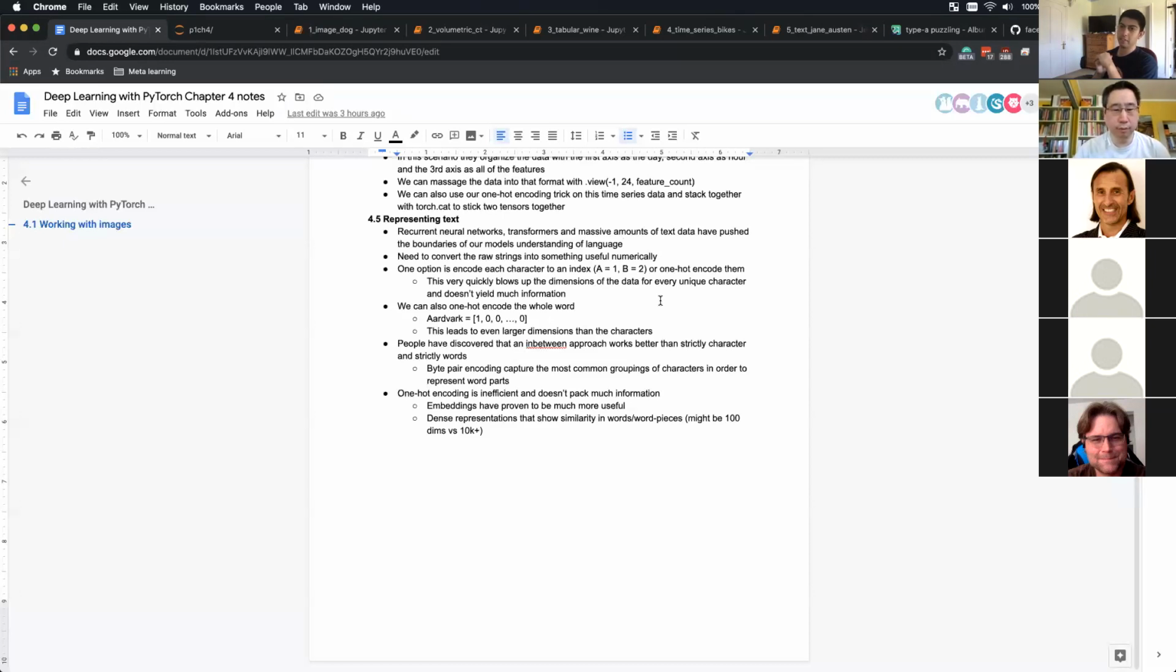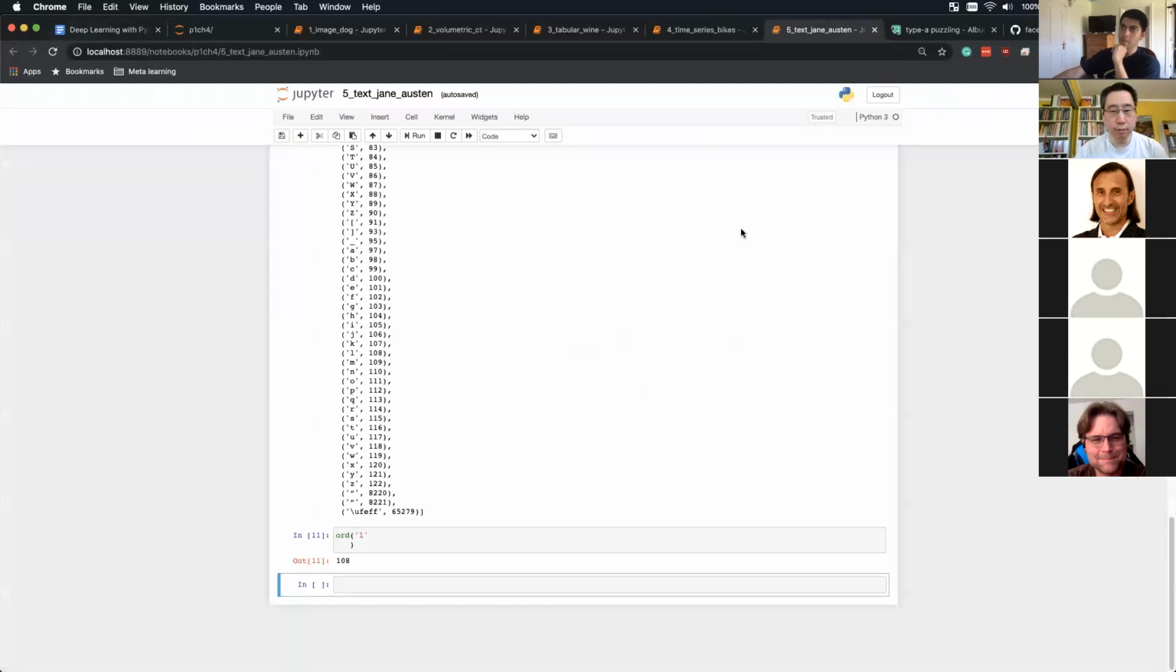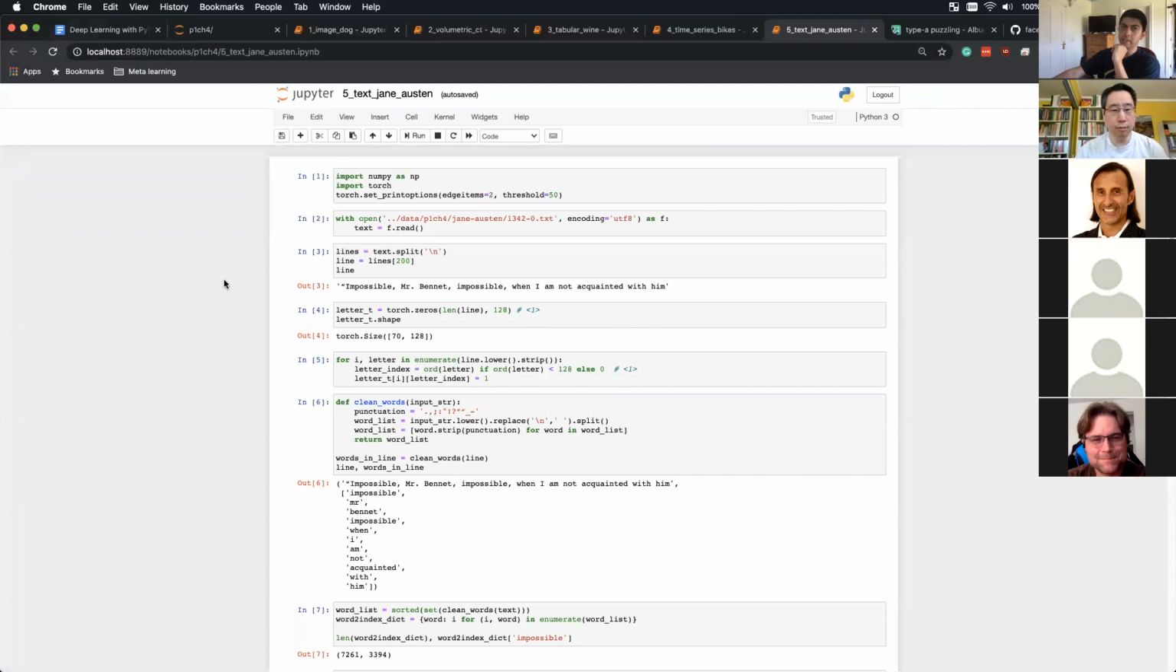And then you can end up with something that's a dimension of 100 instead of 10,000 plus when you do the one-hot encoding. So they didn't show too much detail about the text, but that's how people typically handle it. Any questions in that regard before I go through the code?